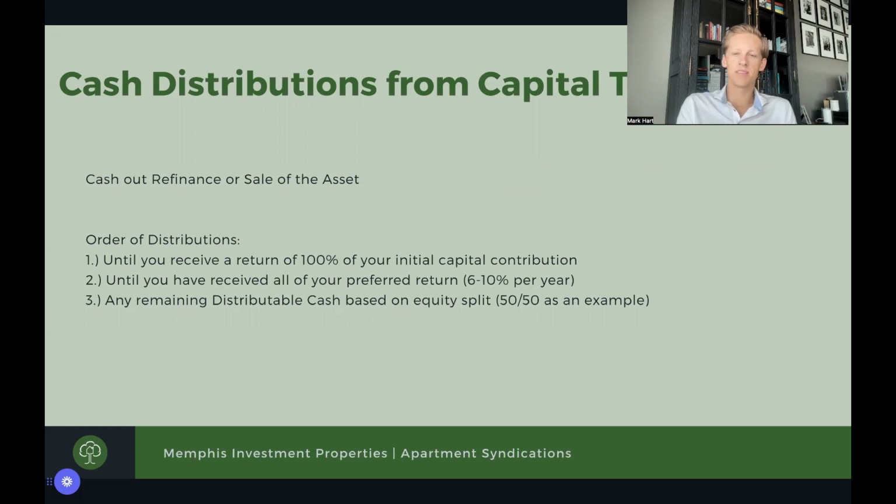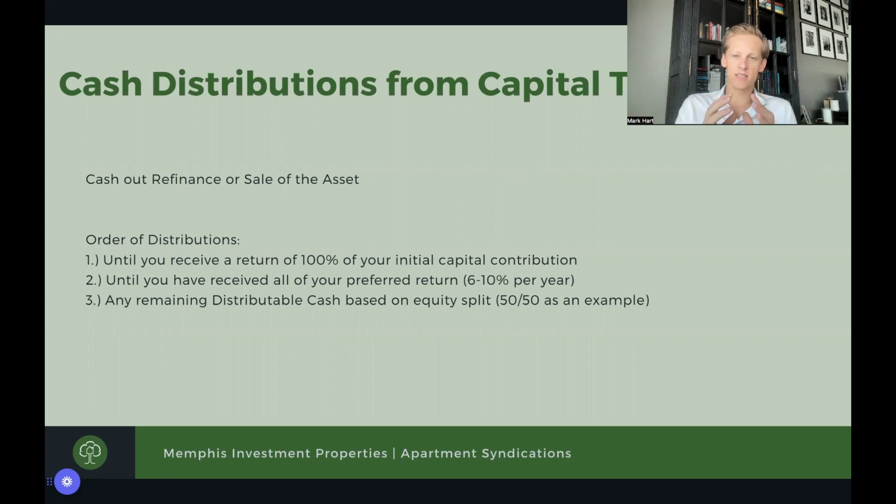But next up, what about the cash distributions from a capital transaction? A capital transaction means that you're going to do either a cash out refinance or sell the individual asset. From a cash out refinance standpoint, think of it like the value add strategy or a BRRRR, essentially. You buy the property, renovate the property to increase the value, refinance at that new higher amount. And then once you've done that, hopefully you can give some of your original investment back, right? And have none of your own money in the deal, right? That would be the dream.